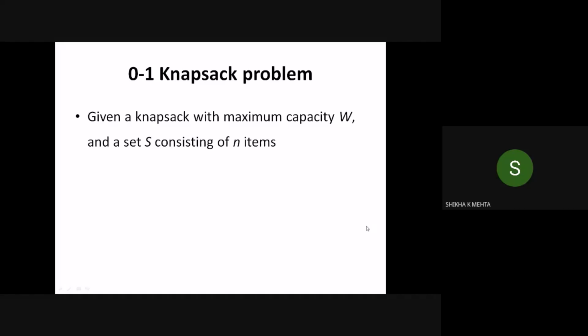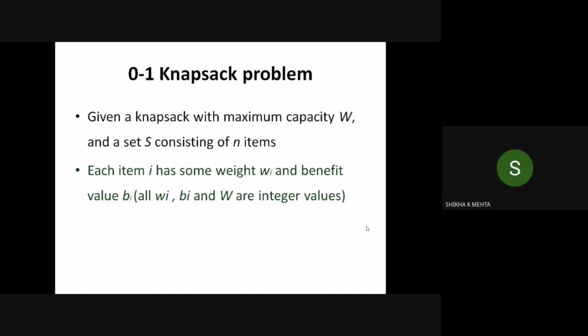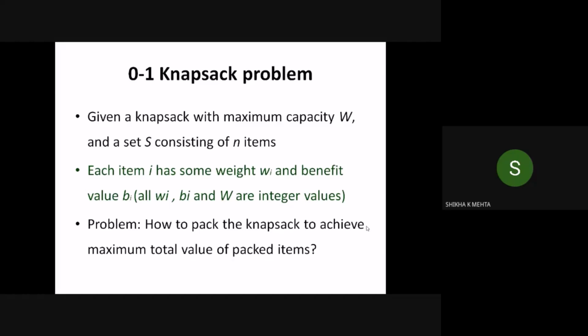So given a knapsack with maximum capacity W and a set S consisting of n items, each item i has some weight Wi and benefit value, that is called as a profit, which is associated with this. So here we are assuming all these are integer values. Now the problem is how to pack the knapsack to achieve maximum total value of packed items.